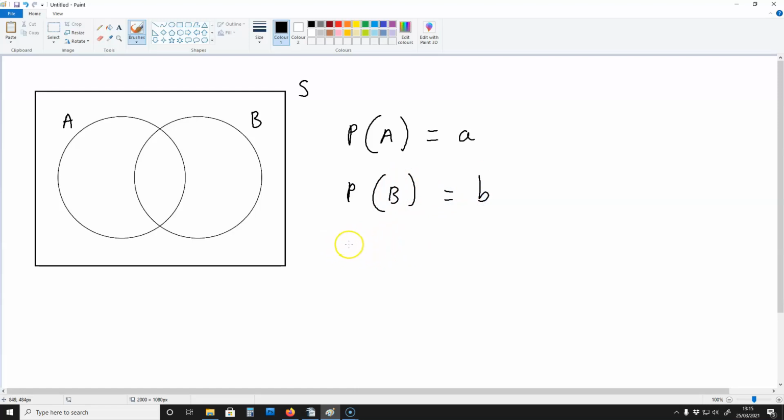And the probability of A intersection B is going to be called I. If this is the case, on this Venn diagram, we can call this over here I. We can call this over here A minus I. And we can call this over here B minus I.